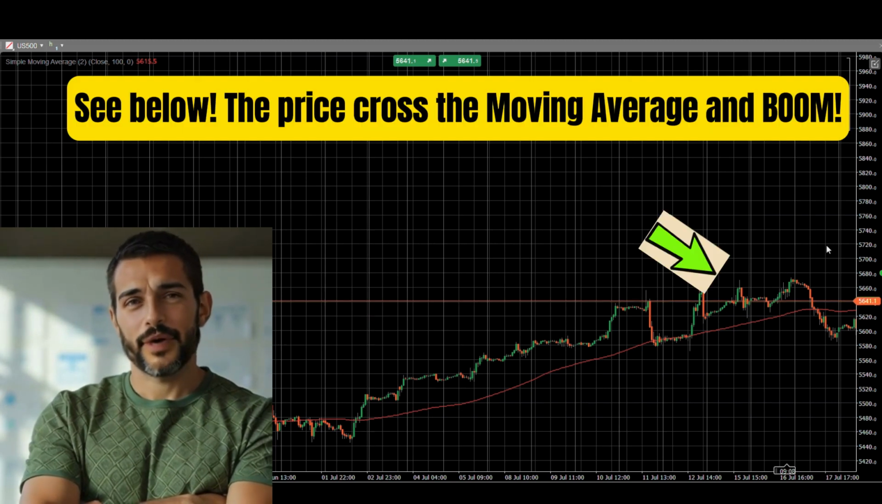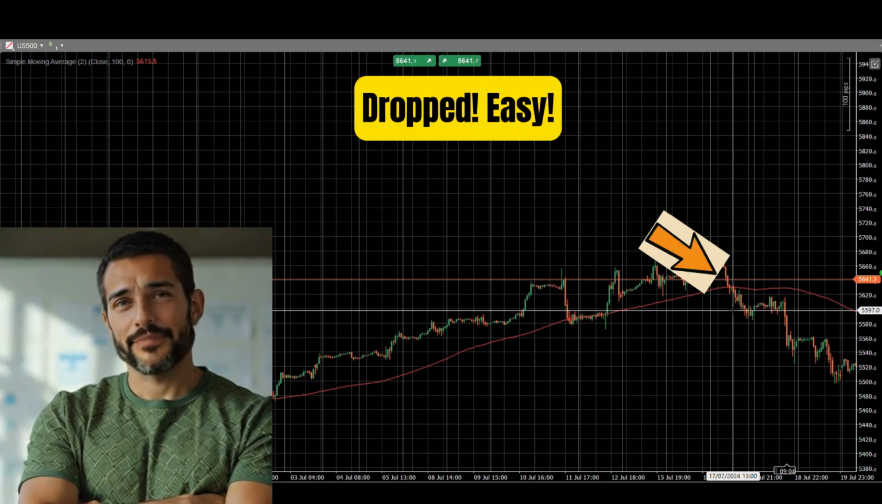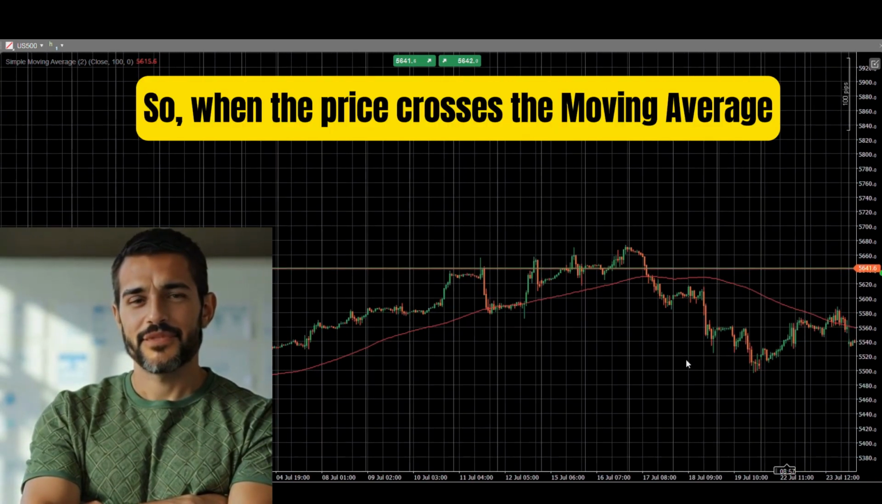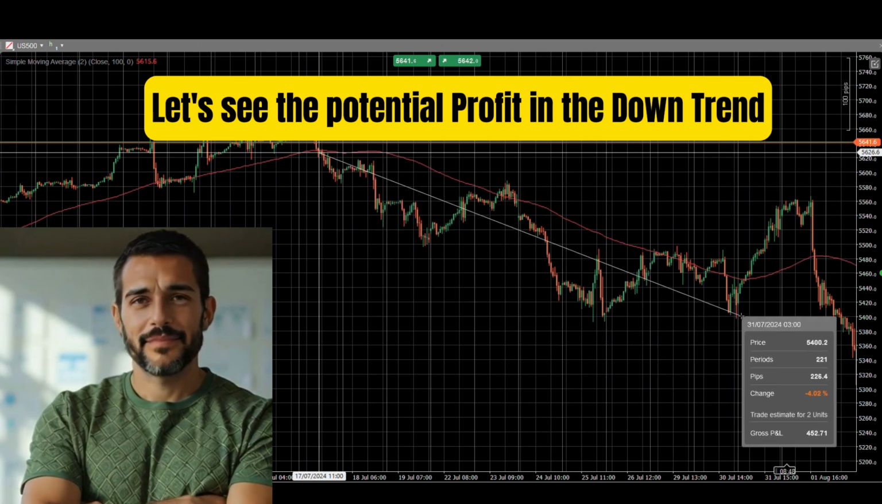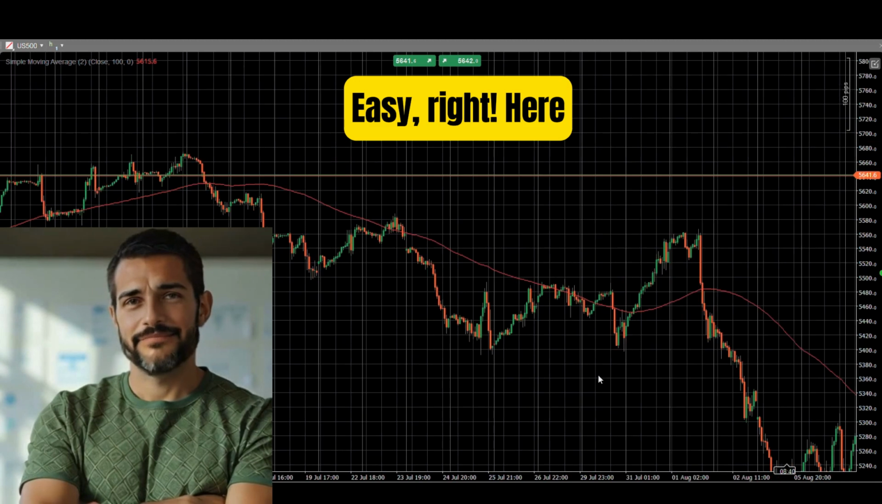See below, the price crossed the moving average and boom, dropped, easy. So when the price crosses the moving average, the trend changes. Let's see the potential profit in the downtrend. $4,500 with 10 contracts for 2 weeks, easy.